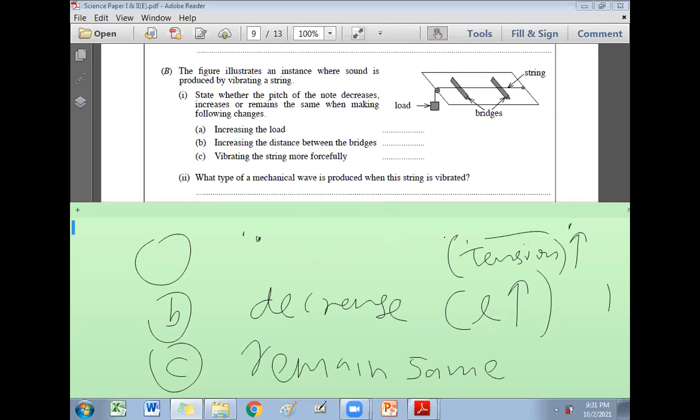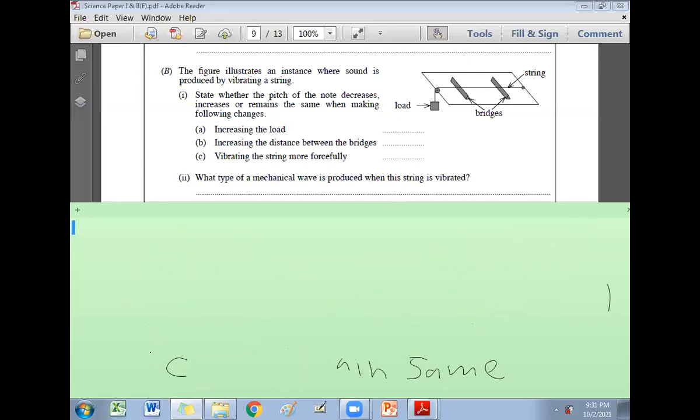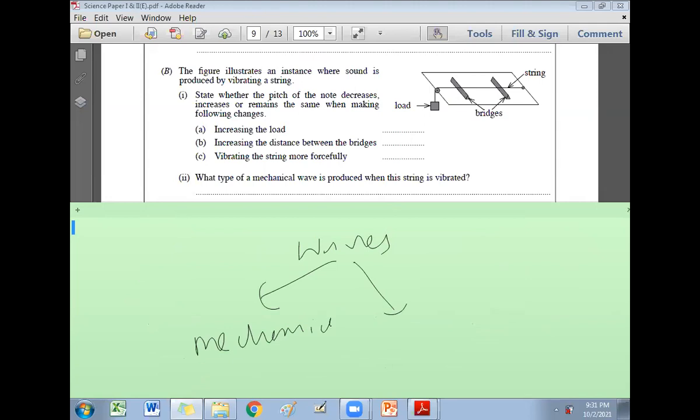Part 2. What type of mechanical wave is produced when the string is vibrated? I don't know how many of you can remember waves now. Waves are classified into two types: mechanical and electromagnetic. Electromagnetic is also known as non-mechanical. All the electromagnetic waves are transverse.